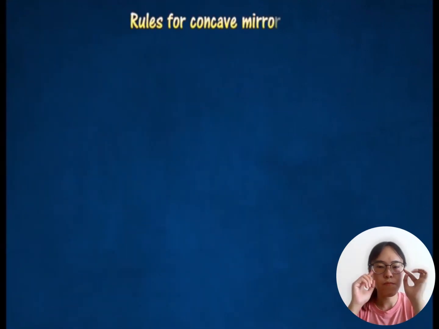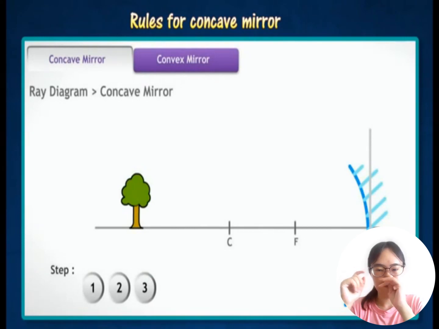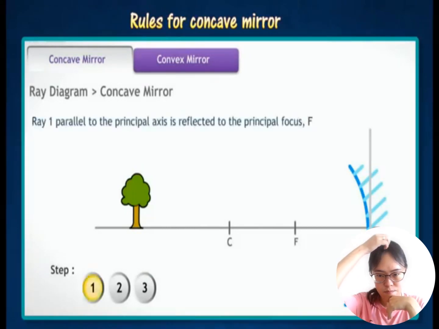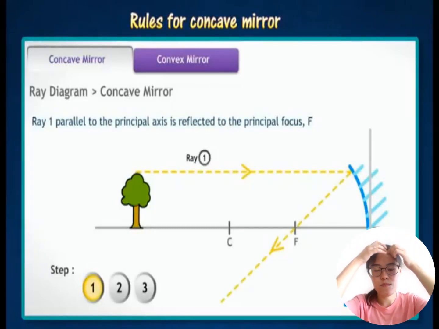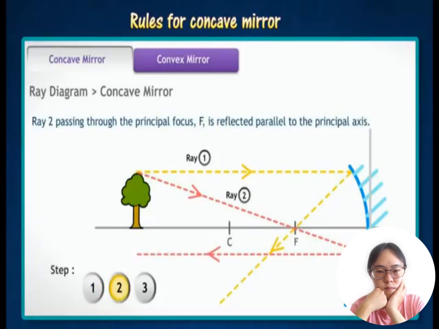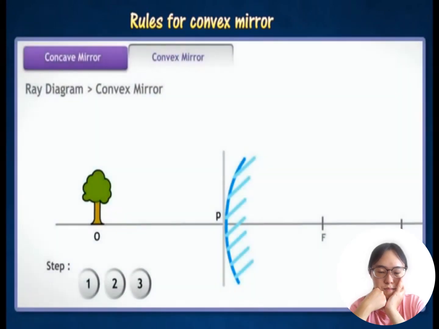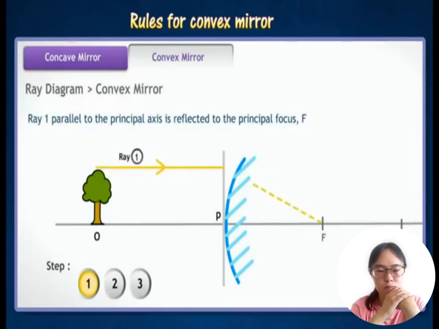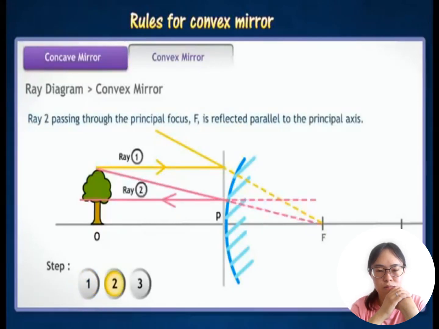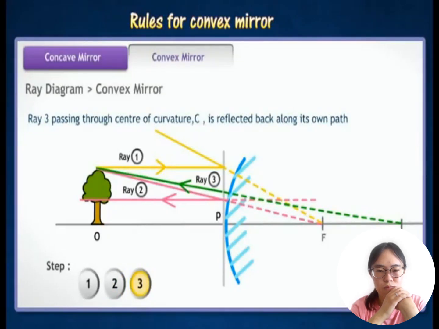The following animation shows the use of a ray diagram to determine the position of an image formed by a concave mirror. Ray 1 parallel to the principal axis is reflected to the principal focus, F. Ray 2 passing through the principal focus, F, is reflected parallel to the principal axis. Ray 3 passing through center of curvature, C, is reflected back along its own path. The following animation shows the use of a ray diagram to determine the position of an image formed by a convex mirror. Ray 1 parallel to the principal axis is reflected, as if it came from principal focus, F. Ray 2 passing toward principal focus, F, is reflected parallel to the principal axis. Ray 3 passing towards C is reflected along its own path.